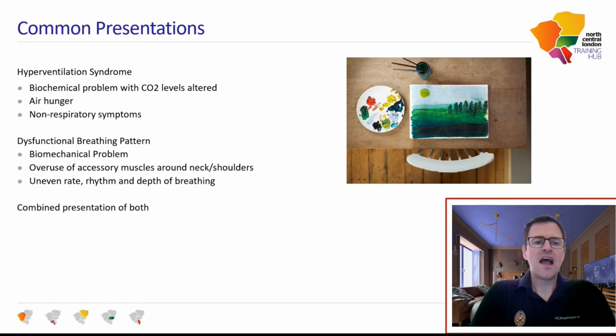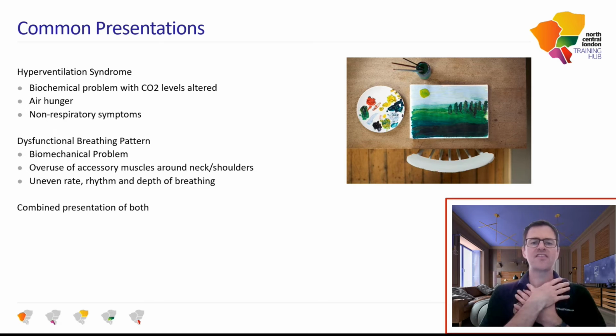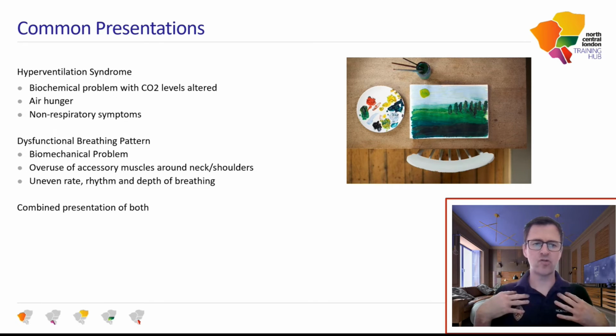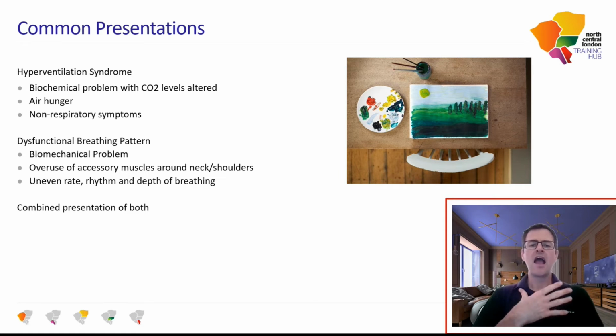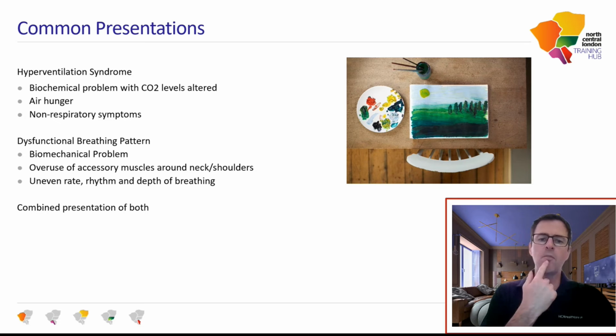Dysfunctional breathing patterns are when there's a biomechanical problem. This is overuse of the accessory muscles around the neck and shoulder. Patients will have an uneven rate, rhythm and depth of breathing, and will be breathing with their upper chest rather than to their diaphragm. Quite often, those patients will also be mouth breathing rather than nose breathing. And of course, you can get a combination of both elements.